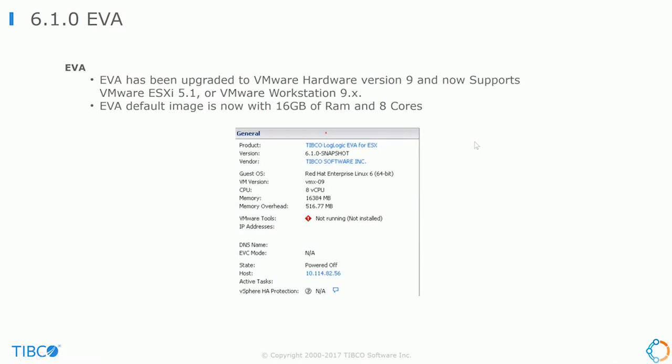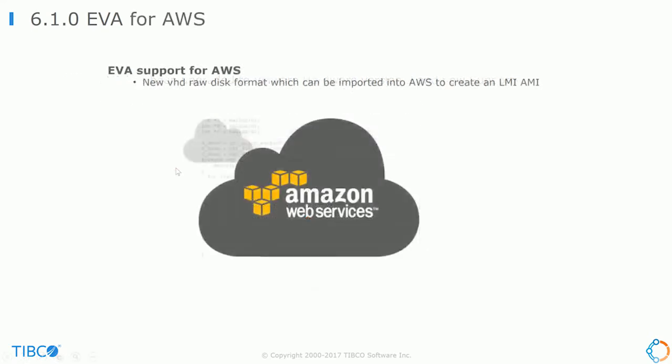EVA has been upgraded to now support VMware Hardware version 9, and now supports VMware ESXi 5.1 or above, as well as VMware Workstation 9.x. EVA's default image is now being offered with 16 gigs of RAM and 8 cores. New with 6.1 is EVA support for AWS. This is offered with a new VHD raw disk format, which can be imported into AWS to create an LMI AMI.